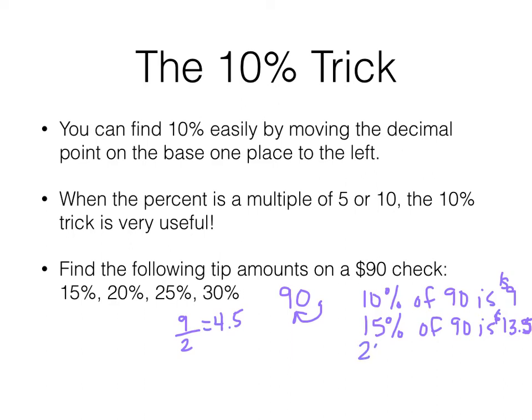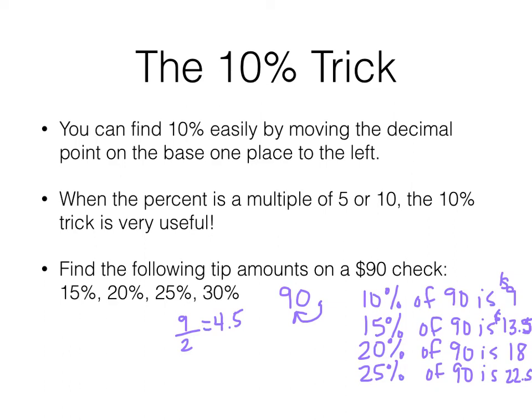What about 20%? Well, if 10% of 90 is 9, then 20% of 90 would be 18 because we doubled the 10%. 25% of 90. Now, I know we can think of other ways to find that, and I know there's someone out there going, well, that's 1/4. I could just divide by 4. Sure you can, but I can also use this 10% trick. If I now have 20% is 18, and I know that 5% I found earlier was 4.5, I can add that, that's 22.5. So that would be 22.5 or $22.50.